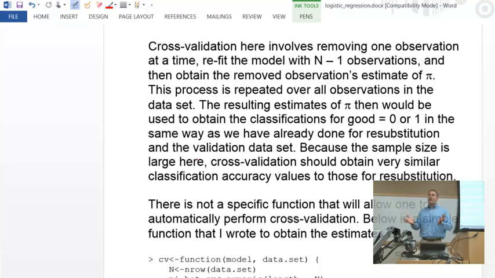So if I have 1,425 observations, how many different models am I estimating? 1,425. So you can see it could be kind of time consuming. Also, unfortunately here in R, there is not a function that automatically does it for you. Or at least I wasn't able to find it. It's not that big of a deal. It's really easy to write your own function, so that's what we're going to do next.